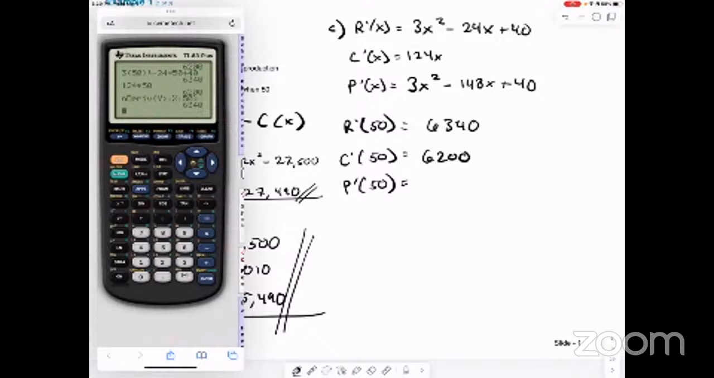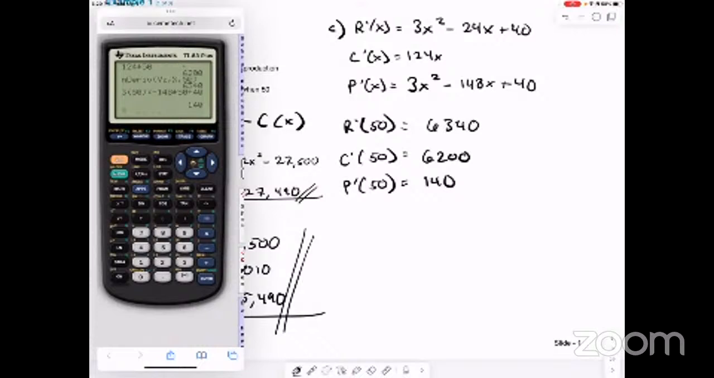So we're going to say 3 times 50 squared minus 148 times 50 plus 40. Okay, I think that's what we said, right? 140. So we could have also just done the revenue minus the cost, and we still get the 140. So that's reassuring.